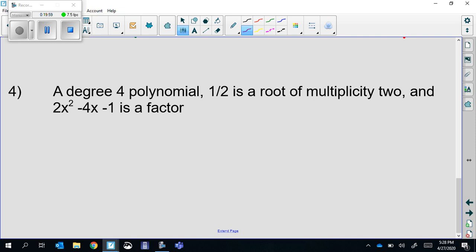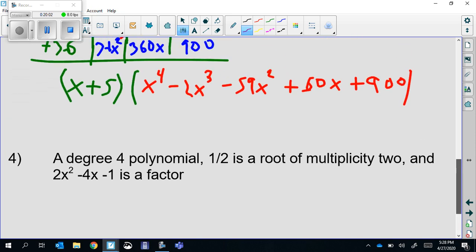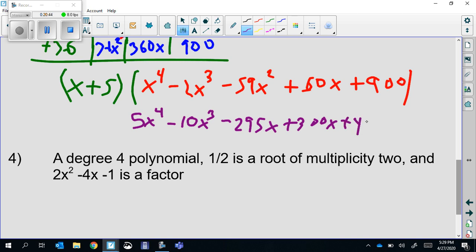I showed you what I really wanted to show you there with the box method and all of that. For this one, I would just distribute the x to everything and then distribute the 5. Distributing the 5. Negative 59 times 5, going to use a calculator because I don't want to do that by hand. 60 times 5 would be 300. 900 times 5 would be 4,500.